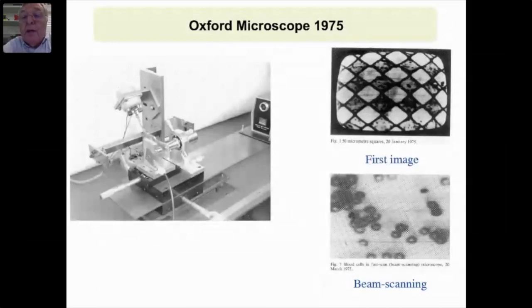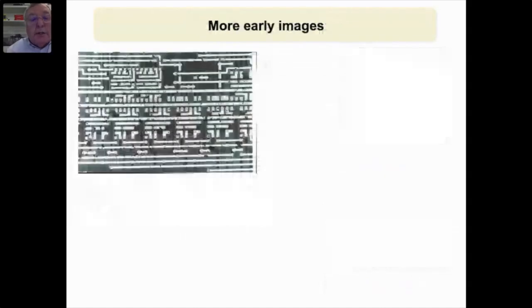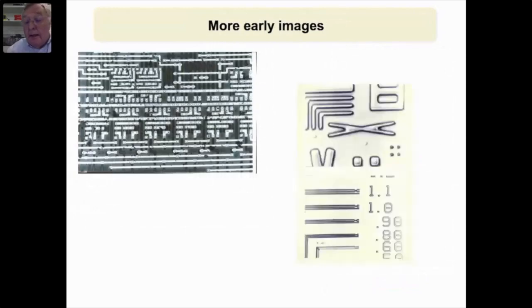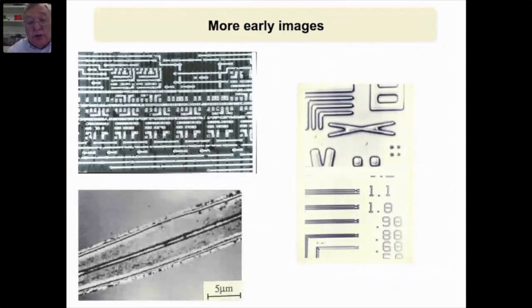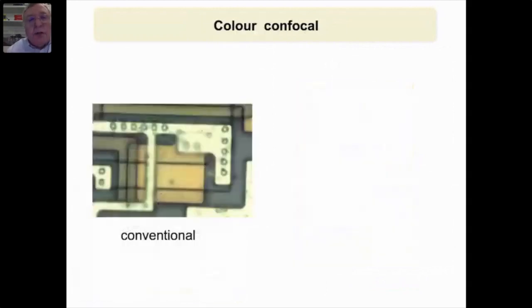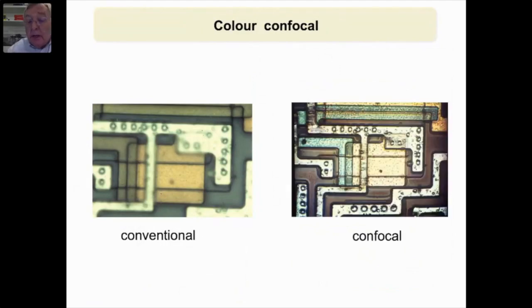And also I show some fairly poor but still early images from the mid-1970s. The optical system you see in the photograph is absolutely awful, but it still worked up to a point. And we got a bit better, and here are some images of a fairly low resolution microcircuit, some resolution test specimen, and the ever-present diatom showing that it actually does work. Interestingly, one of the earlier things people were interested in was color confocal. And here's a conventional image and the confocal equivalent.